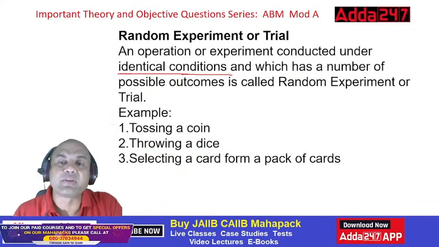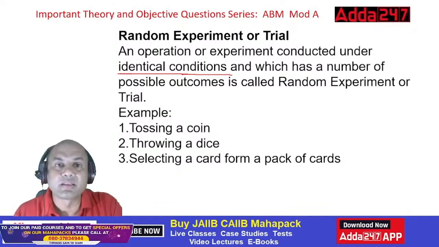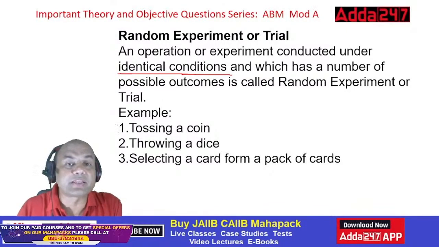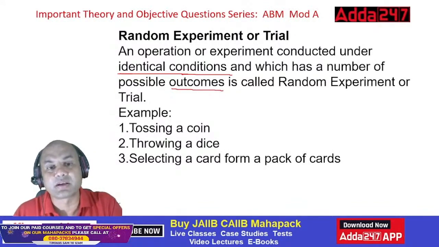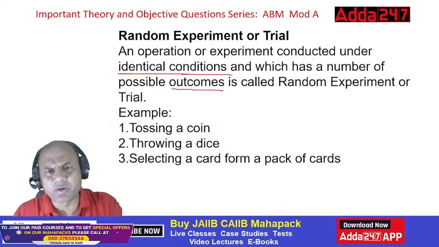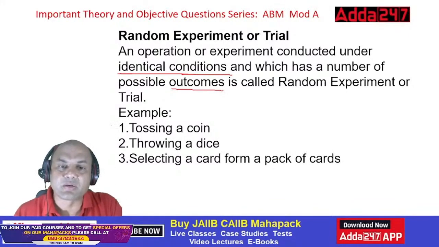So similarly, when I say conducted under identical conditions, what does it mean? Under similar conditions and which has a number of possible outcomes. Now various outcomes can come out. So that is known as random experiment or trial. Got it, everyone? Important part, remember identical conditions and number of possible outcomes. That is known as a random experiment or trial.